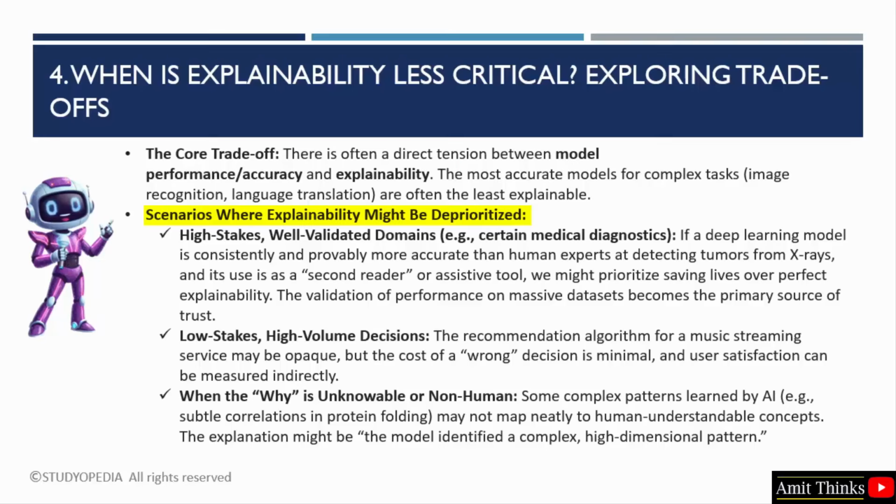Next, low stakes, high volume decisions. For things like music recommendations, opaque algorithms are acceptable since the impact is minor and satisfaction is trackable. Unknowable or non-human patterns. Some AI insights like protein folding are too complex for human understanding. The model detects patterns we can't easily explain.